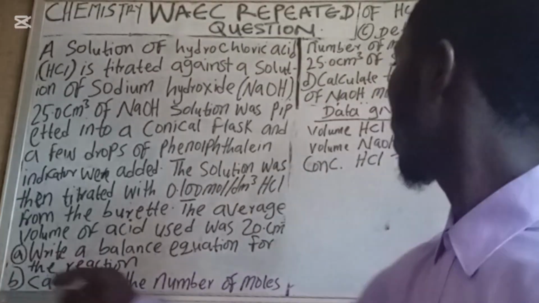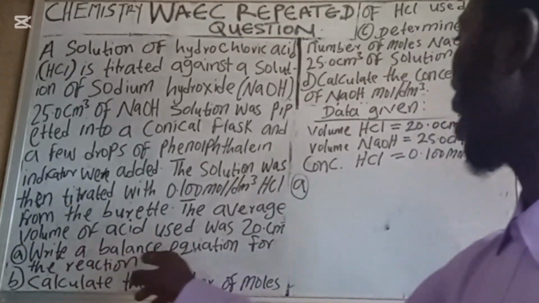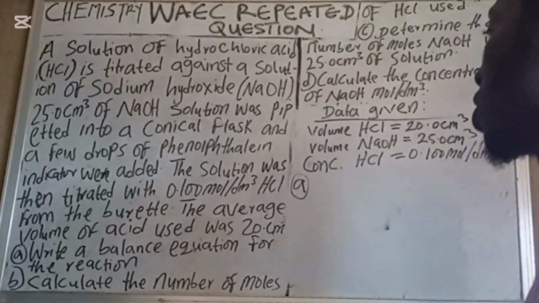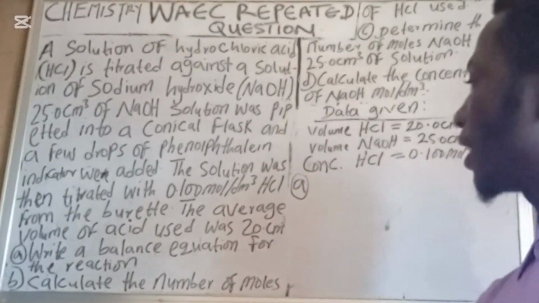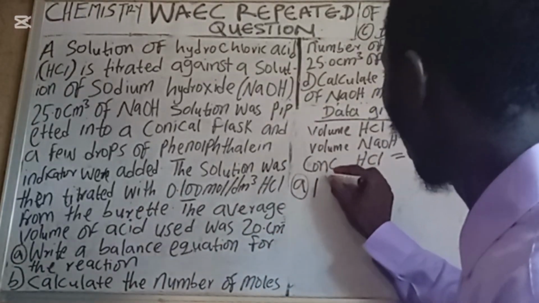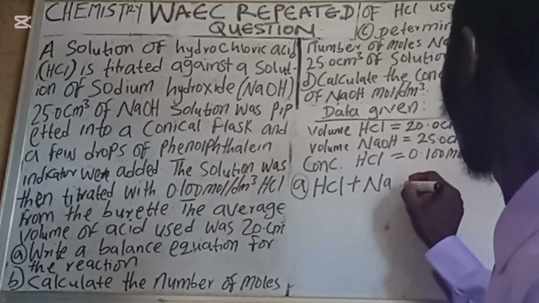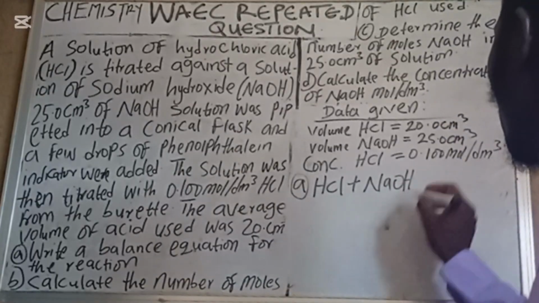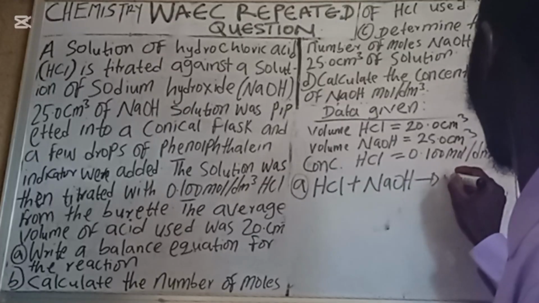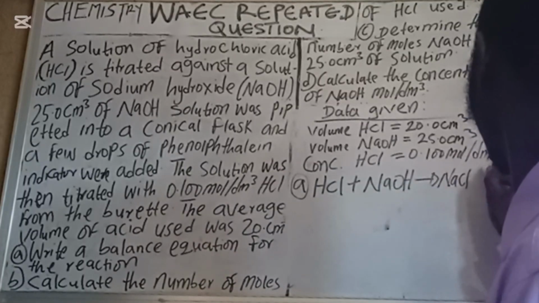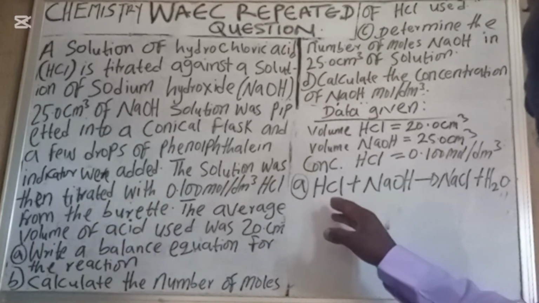The first question is A. They say write a balanced equation for the reaction. We have two compounds reacting here: hydrogen chloride plus sodium hydroxide. If these two react together, they will give sodium chloride plus water. So let's see whether this equation is balanced.